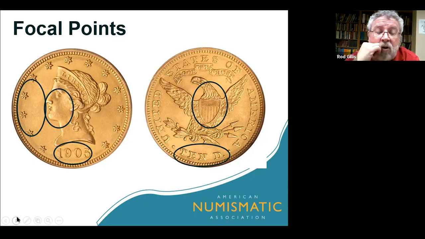So on this particular coin, the focal points are, on the obverse, Lady Liberty's cheek area, the date, and the field in front of her. Okay. And why would you say the field in front of her? Well, with this particular coin, it's a larger coin. And when people are holding it between their thumb and forefinger, chances are that's exactly where the thumb is, right there. On the reverse, it's the denomination at the very bottom and the center, that's the other focal point.